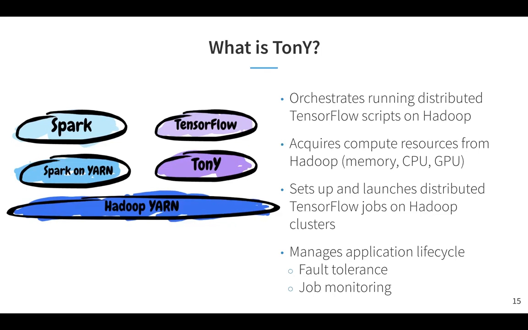For Spark, this component is called Spark on YARN, and that is used to grab machines from the cluster and support the corresponding Spark workloads. Tony is in the same layer, doing the same work for TensorFlow. Tony is responsible for orchestrating distributed TensorFlow scripts on Hadoop. It talks to Hadoop YARN to acquire the compute resources inside containers, for example memory, CPU, or GPU. It's also responsible for setting up the environment and launching the actual TensorFlow jobs in the Hadoop cluster. Besides this, it's also responsible for fault tolerance and job monitoring.